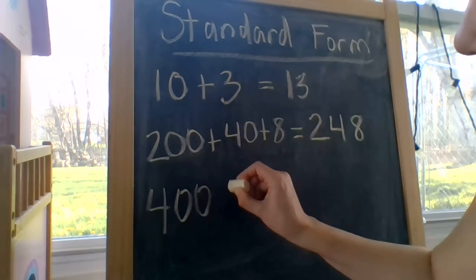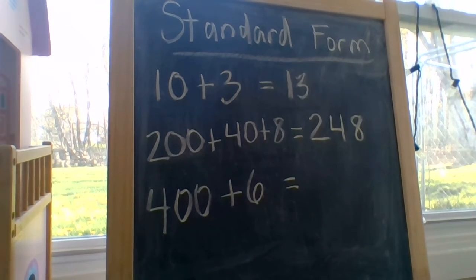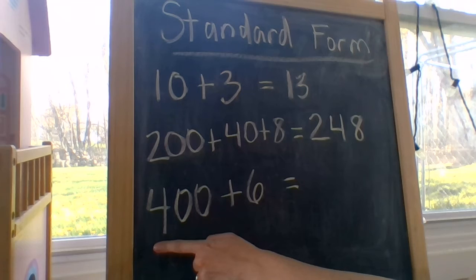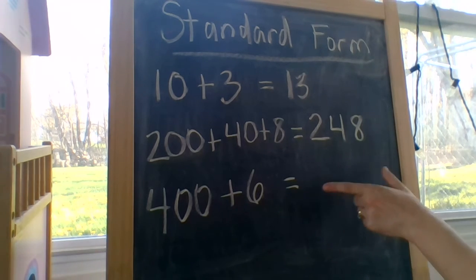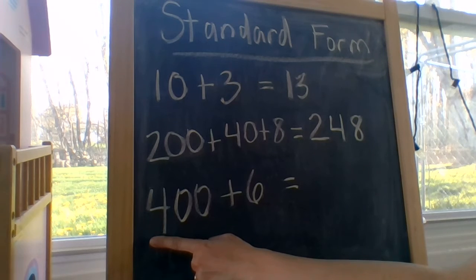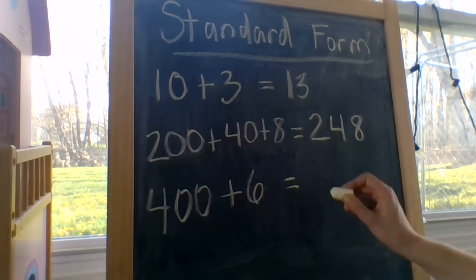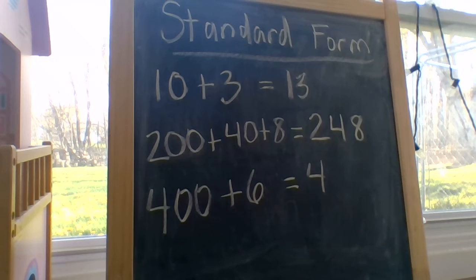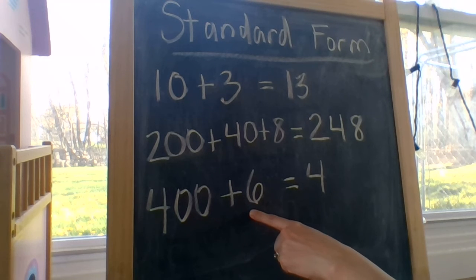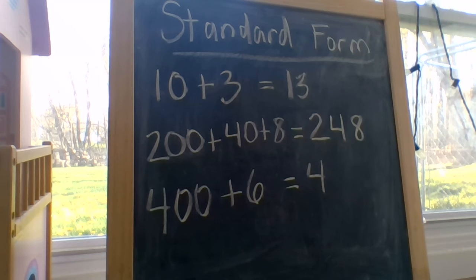400 plus 6. Okay, this is where we're going to have to really think about our place value. I'm going to write my expanded number in standard form. So starting with my largest digit is going to be a 4 in the hundreds place because the number is 400. The next number is a 6. That number is in the ones place.